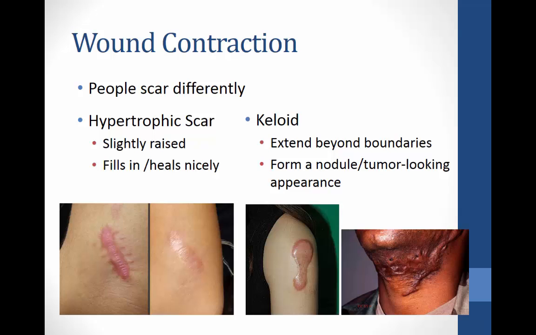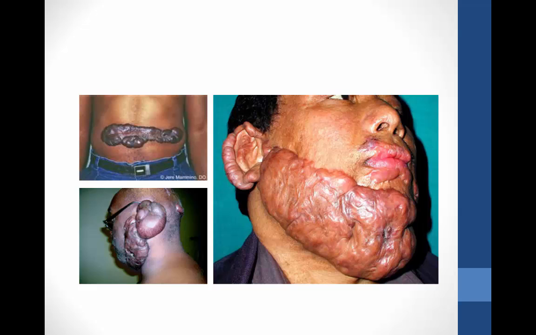Hypertrophic scars and keloids should not be confused. A hypertrophic scar is slightly raised, but tends to fill in or heal nicely. A keloid scar, on the other hand, extends beyond the boundaries of a normal scar and forms a nodule or tumor-looking appearance. These are pictures of keloid scars.